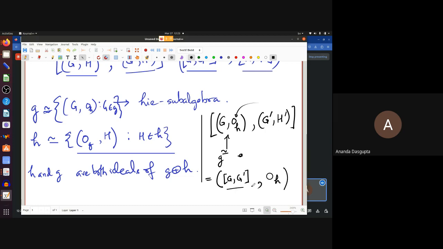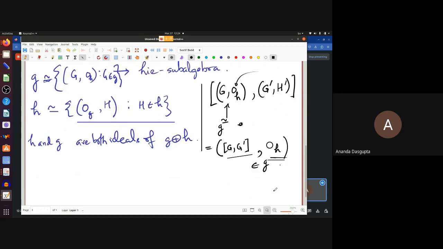And not only that, you get an element in small g where capital G Lie brackets happen as it is, and the capital H part gives you 0. Small h part gives you 0. So this is the null vector. This is basically an element of small g again. And this shows that small g is an ideal. You take the Lie bracket of small g with any element of the direct sum algebra, you are going to get an element in small g. And of course, a very similar argument also occurs for small h. So small g and small h are actually both ideals of this.